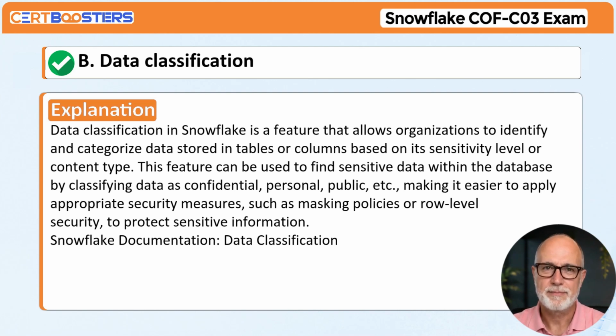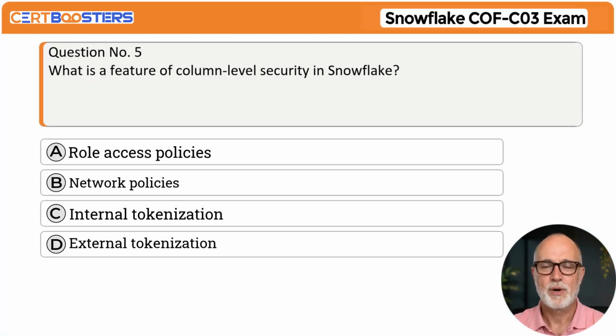Explanation. Data classification in Snowflake is a feature that allows organizations to identify and categorize data stored in tables or columns based on its sensitivity level or content type. This feature can be used to find sensitive data within the database by classifying data as confidential, personal, public, etc., making it easier to apply appropriate security measures, such as masking policies or row-level security, to protect sensitive information. Snowflake documentation, data classification.